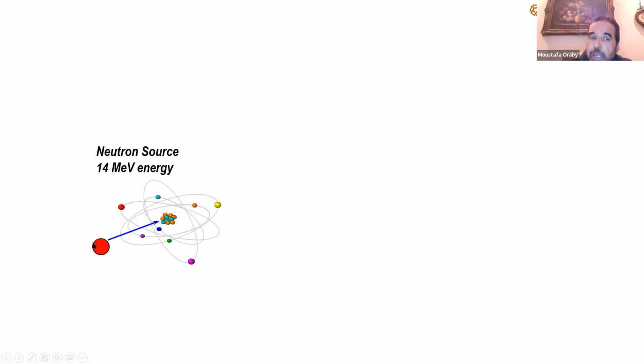What will happen? Any collision will be a loss of energy. Who's going to lose the energy? Mr. Neutron will lose energy and give energy to the nucleus. So the nucleus will get excited. It will get more energy than it requires. When the nucleus gets excited, it will go back to a stable state by emitting what we call an inelastic gamma ray.